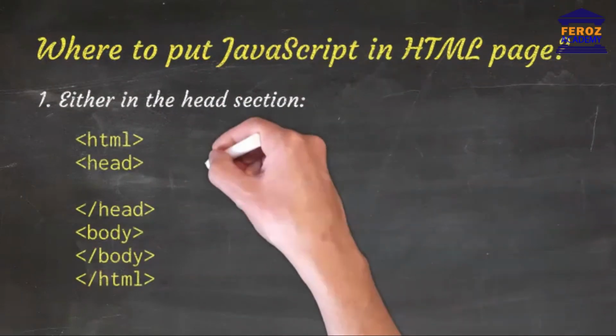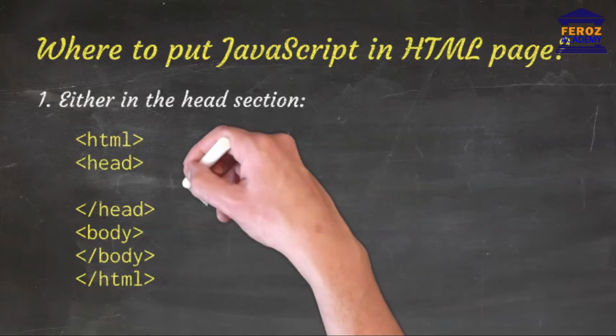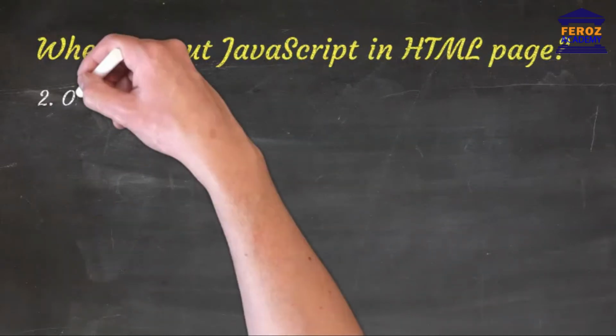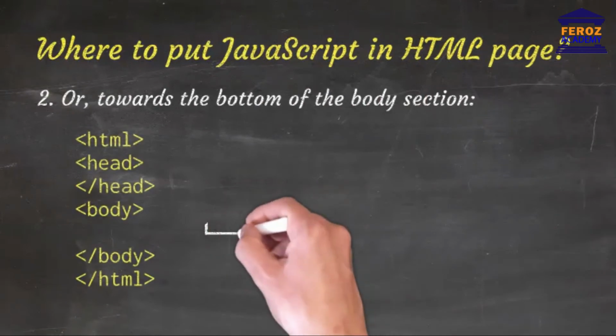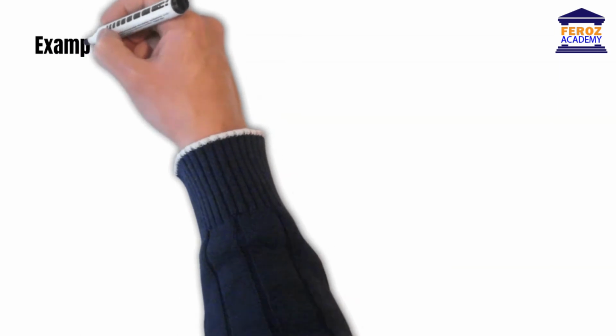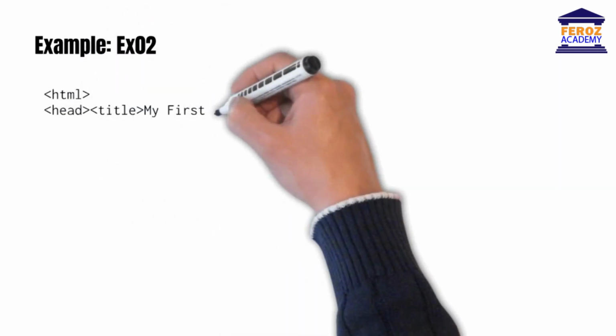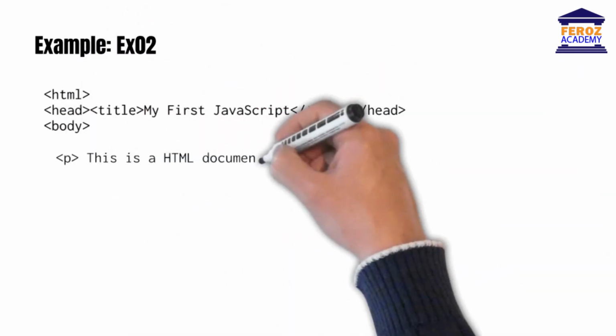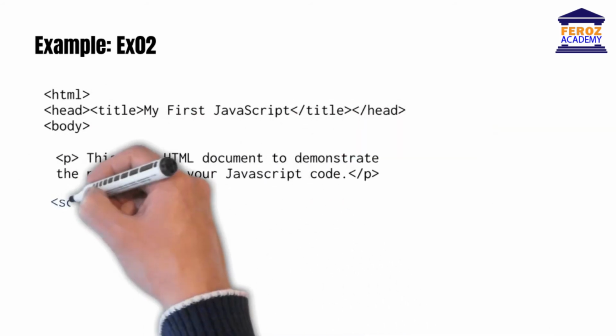JavaScript code can be written either in the head section or at the bottom of the body section. The old practice was to write the codes in the head section. However, writing the code towards the bottom of the body section tends to be more efficient.